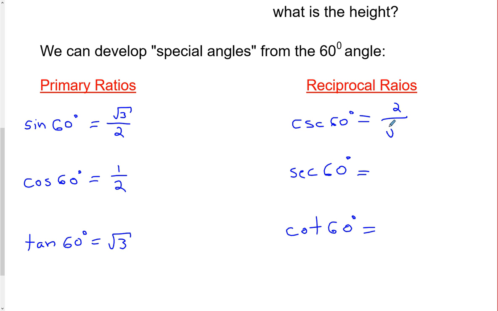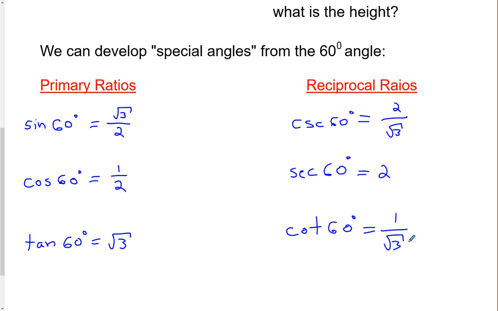So that's going to be 2 over root 3, cos of 60. So secant of 60 will be 2 over 1. Well, 2 over 1 I can just write as 2, because anything divided by 1 stays the same. And tangent of 60, how do I flip that one over? It's going to be 1 over square root of 3.